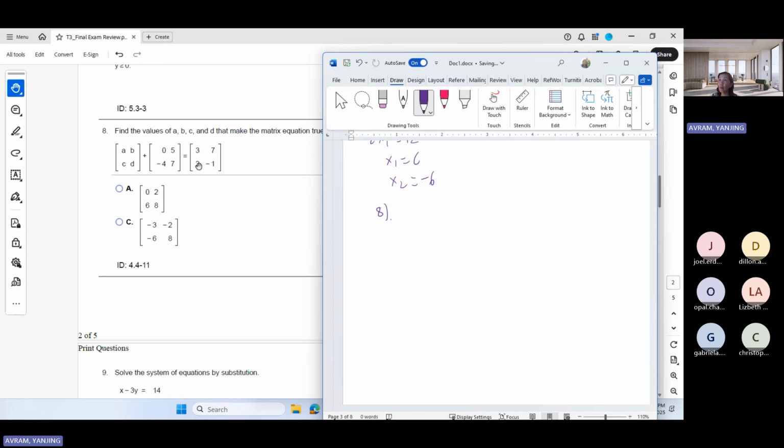All right, so with matrix addition, it doesn't matter whether this one is add or subtract. If you subtract, you use subtraction. If you add, you use addition, right? So you need to find an A, B, C, D, and then add this matrix to equal this one right here. So basically, this first one, A, B, C, D.